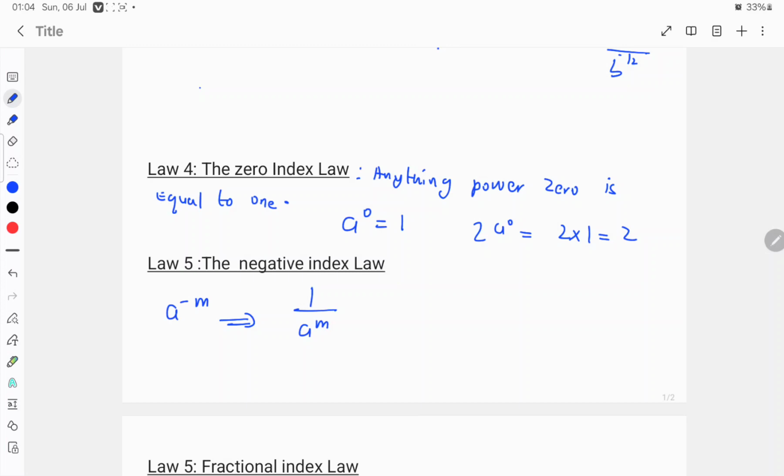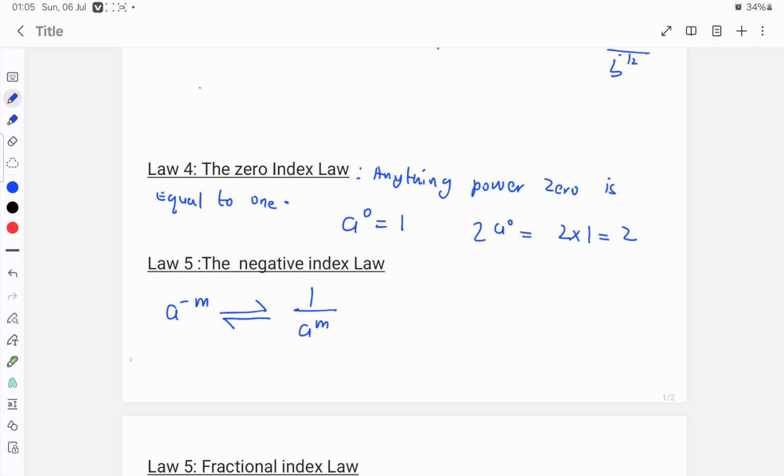You don't want a negative index. Not the negative letter a, but a negative index is what you don't want. Now this one is reversible. Reversible means this: if you find it like this, you might change it to be this way. If you find it like this way, you might change it to be this way. So that is the negative index law.